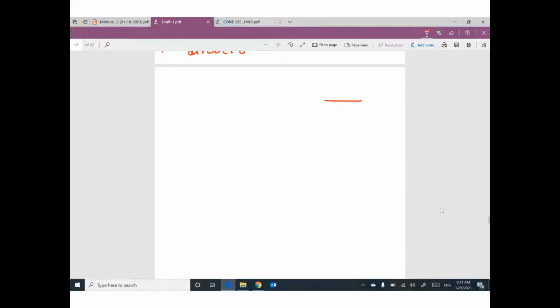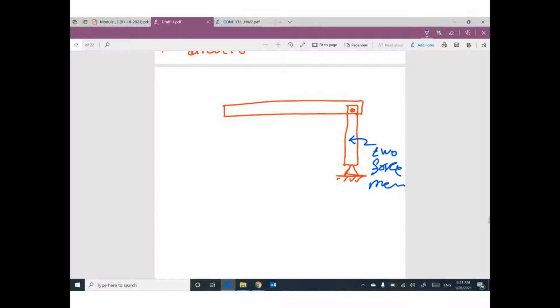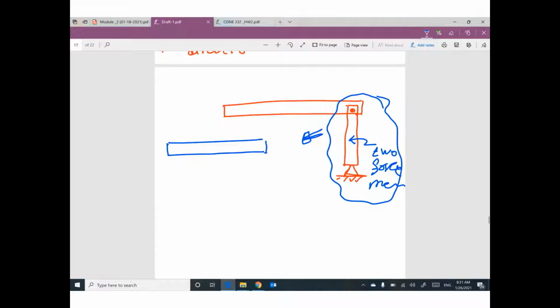For this problem, for example, I found that this member is a 2/4 member. What should I do? The horizontal member will be the same. I'm gonna delete this 2/4 member, and I will put only one reaction like this.